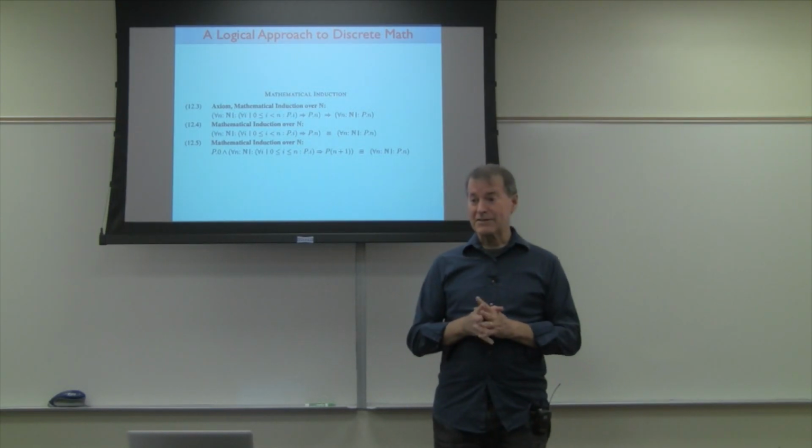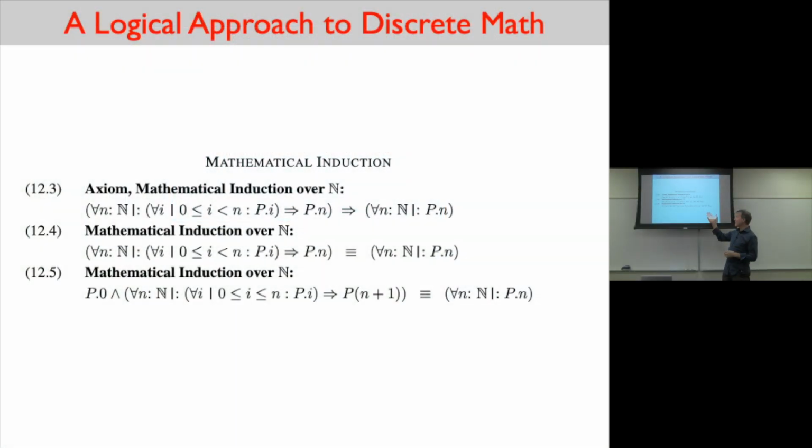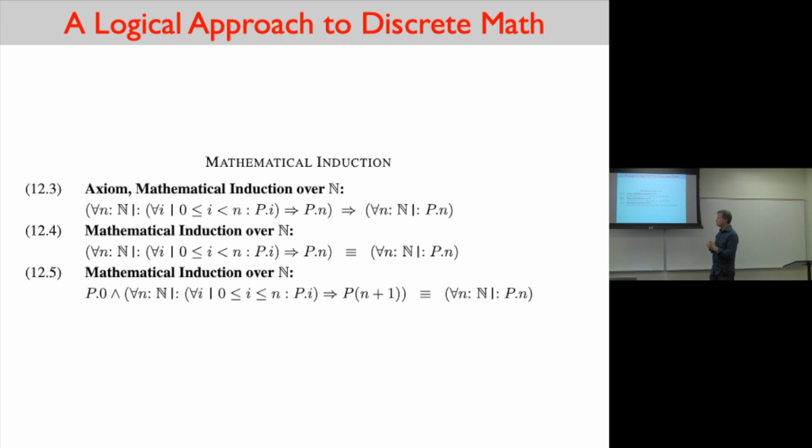Mathematical induction. Yes, that's where we left off. So as a matter of fact, let's take a look at this axiom and these two theorems that we had for mathematical induction. If you recall, 12.3 was our axiom, mathematical induction over n.